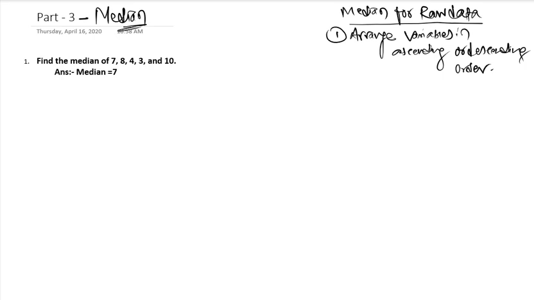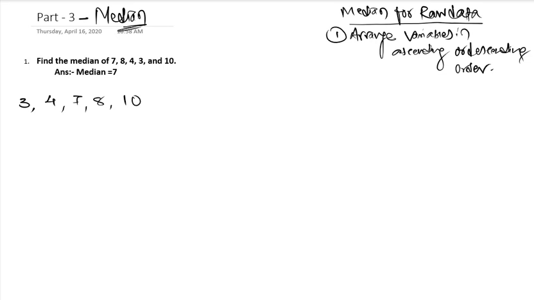So we'll right away take an example and understand this concept of median with this example. Okay, so we have to find the median of 7, 8, 4, 3 and 10. Let us arrange the given variables in ascending order, so from small to big. So the smallest variable is 3, then 4, then 7, then 8 and then 10, right? So we have arranged the variables in ascending order. Now what is the criteria to find the median?